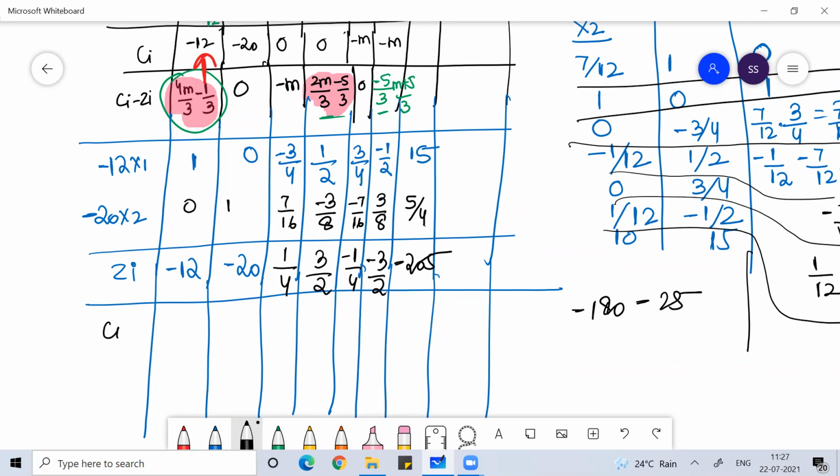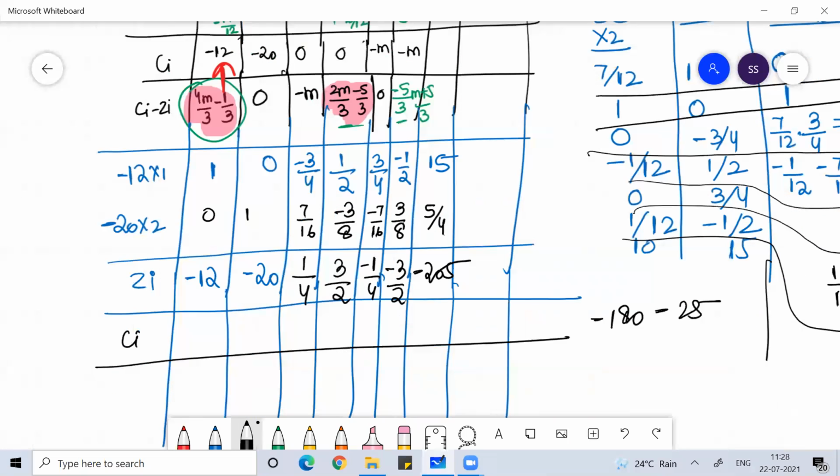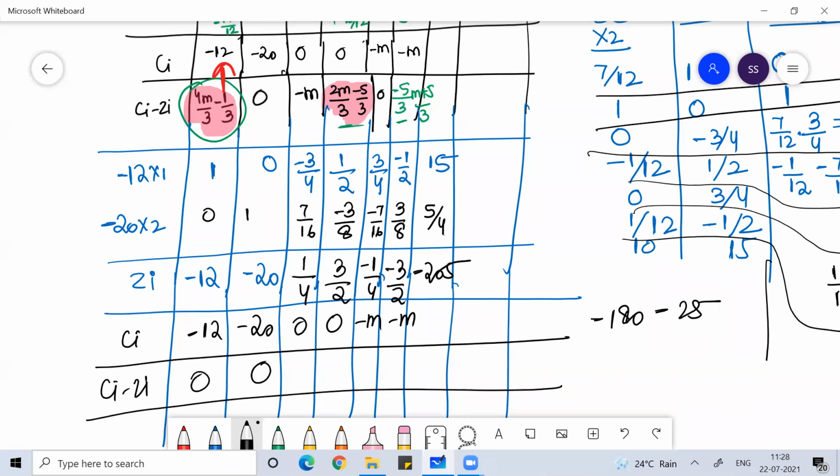So you can find Cj values. Cj values you can write: minus 12, minus 20, 0, 0, minus M, minus M. Cj minus Zj, if you see, 0, 0, minus 1 by 4, minus 3 by 2. This is minus M plus whatever, doesn't matter. You can understand, you get the optimal solution. All your Cj minus Zj is either 0 or negative.